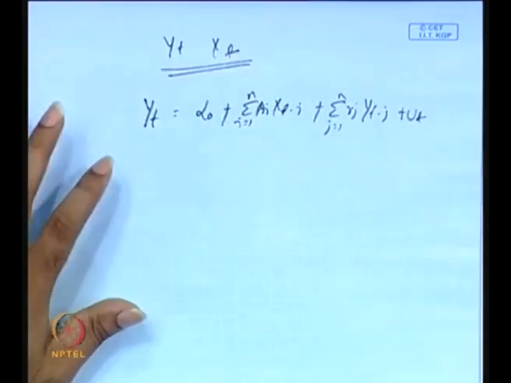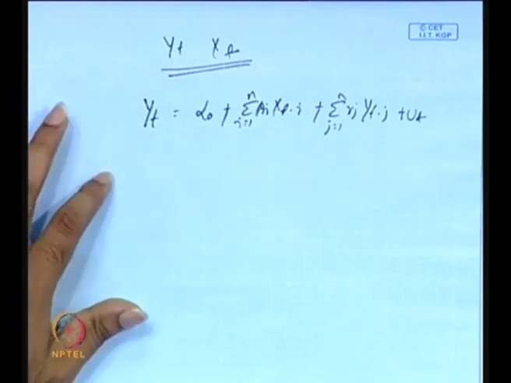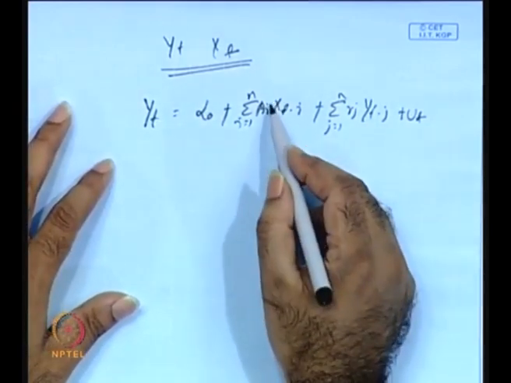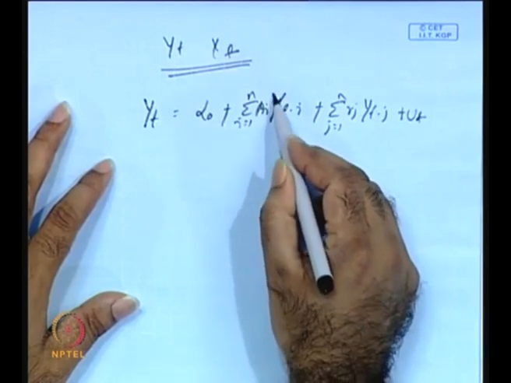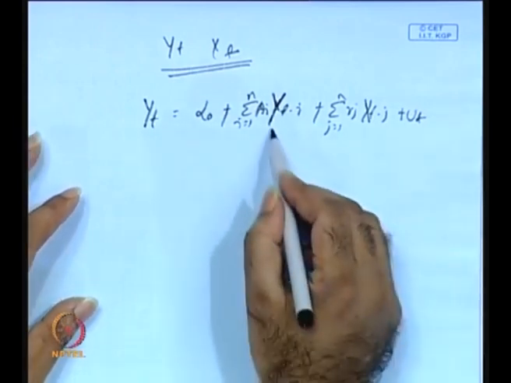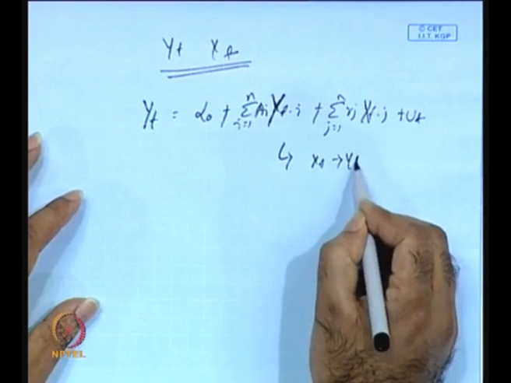With this particular setup of yt and xt, we need to know whether y causes x or x causes y. In this equation, our aim is to know whether xt will influence yt. So it is better we start with yt minus i, then xt minus j. This equation gives a signal whether xt influences yt only.